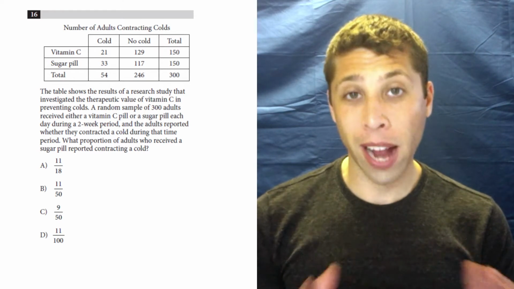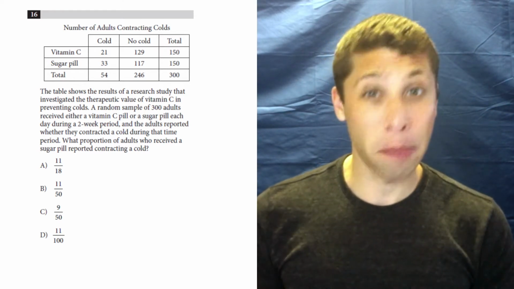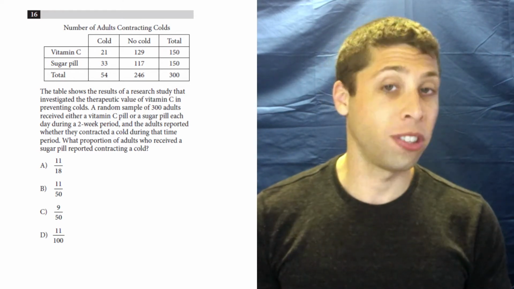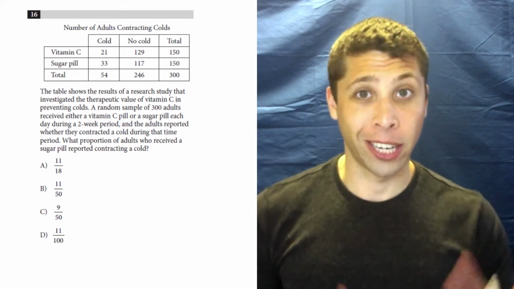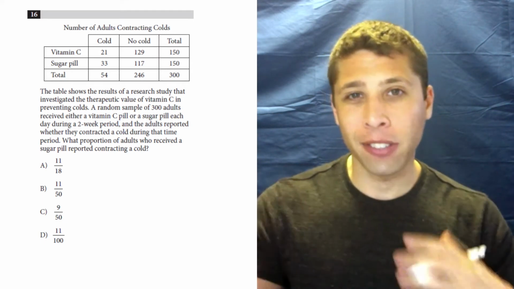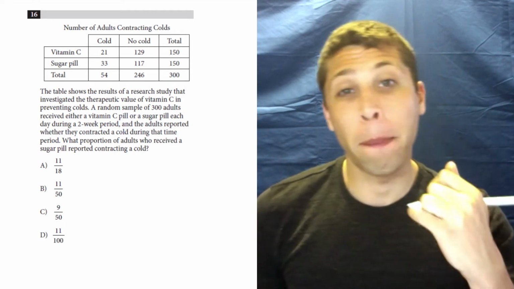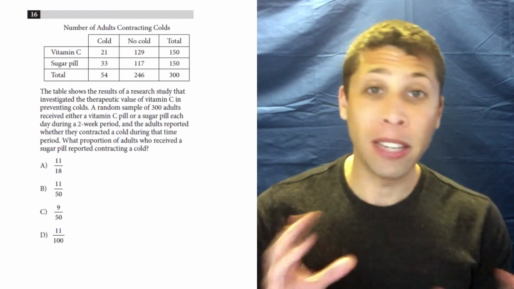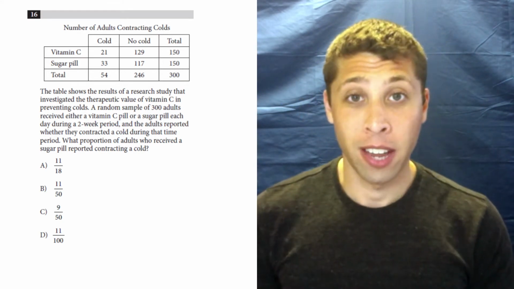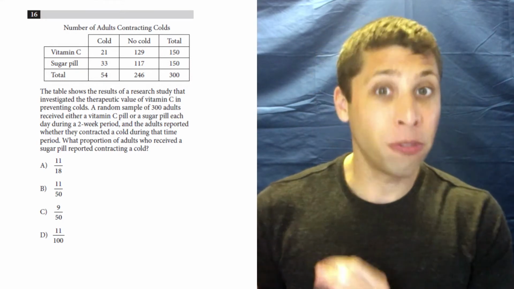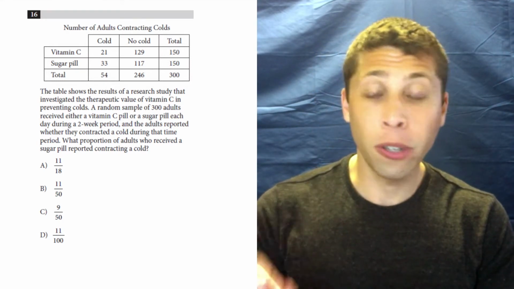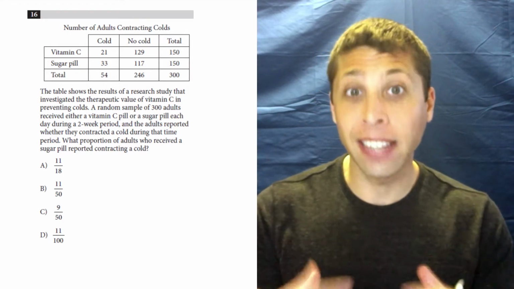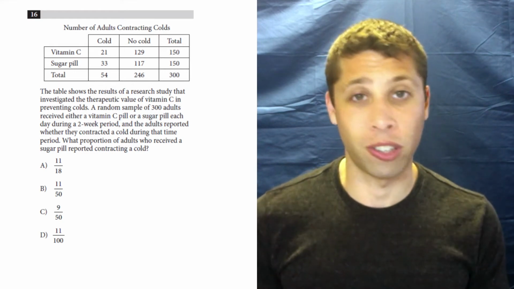All right, if you've been practicing for the SAT for even a little bit of time, you've probably seen questions exactly like number 16. You've got a chart of information, and they're asking you for a proportion or a probability or a percentage based on certain parts of that chart. These questions are very repetitive, and that also goes for the mistakes that people make. They tend to make the same exact mistakes on these questions every time.